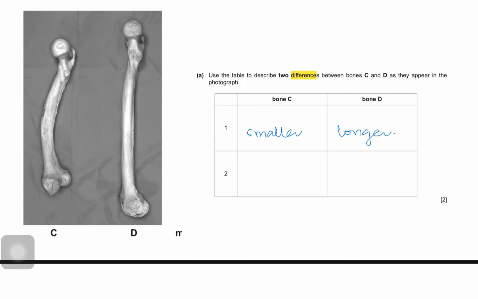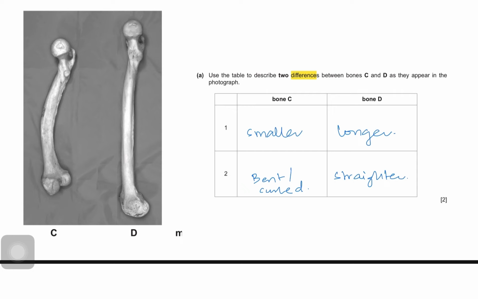You can also find some additional features or shape. So when you talk about shape, bone C is more curled, more bent. So it is more bent perhaps or curled. But when you look at bone D, it is straighter. If you can look at additional features, you can try to notice additional features in bone C and bone D.